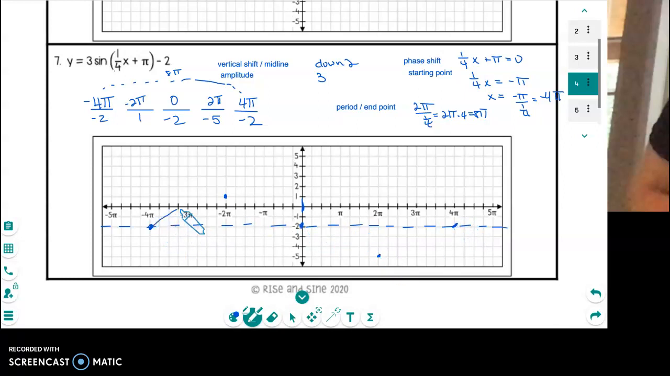Trace it out as best you can, and then just continue it off the graph. You should be able to extrapolate what would happen. It's going to look like that. So that is the hardest one that I wanted you to do together.